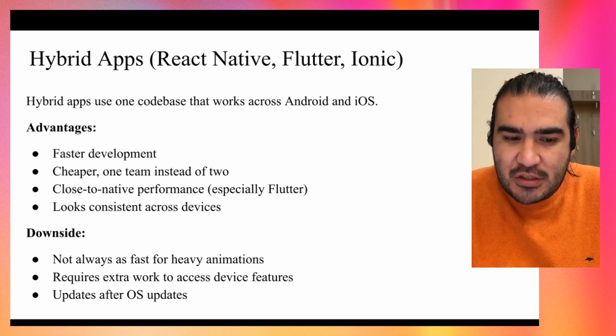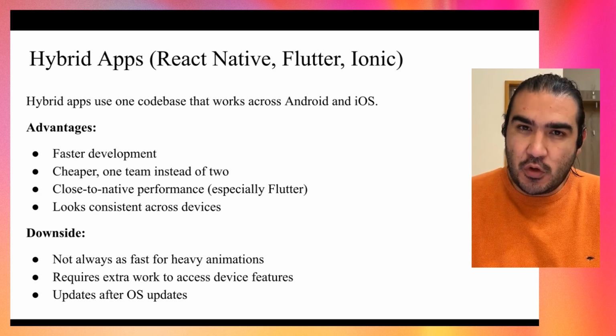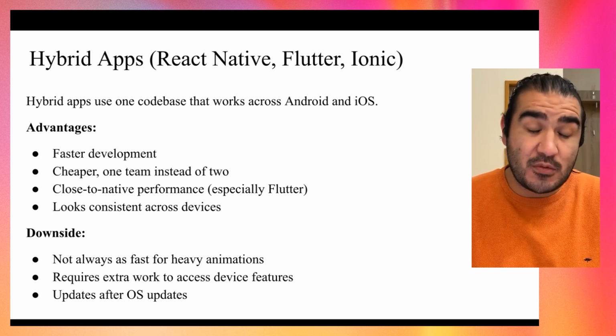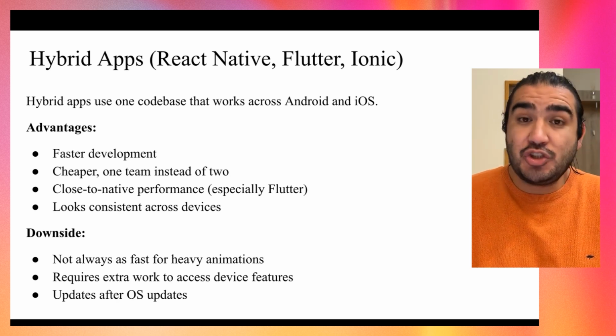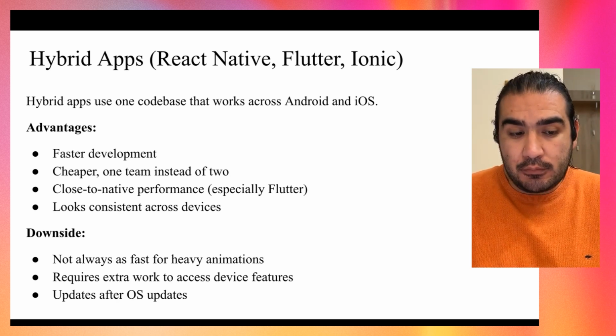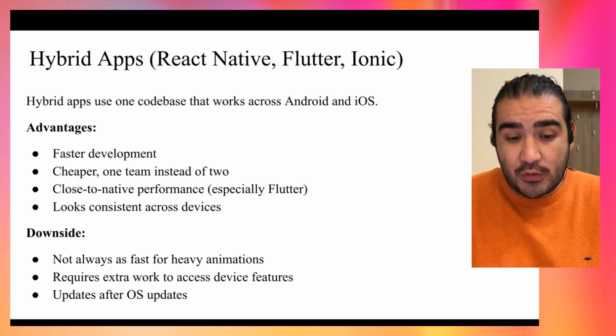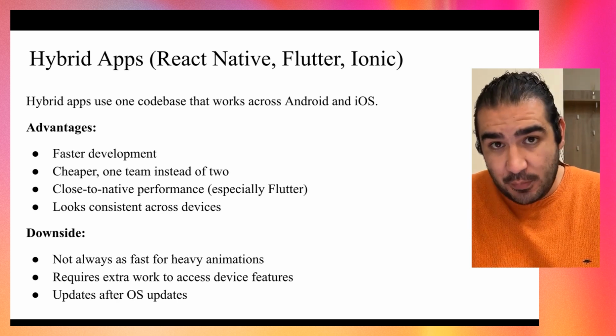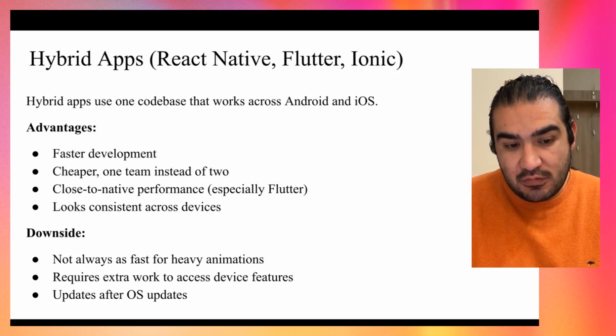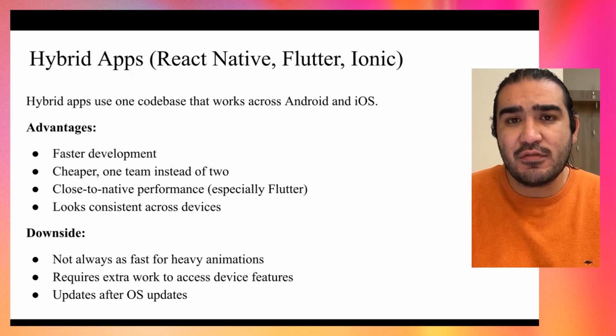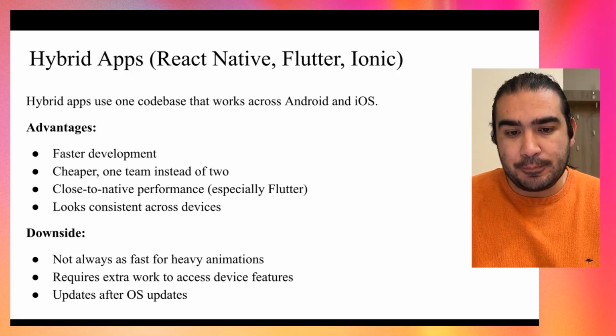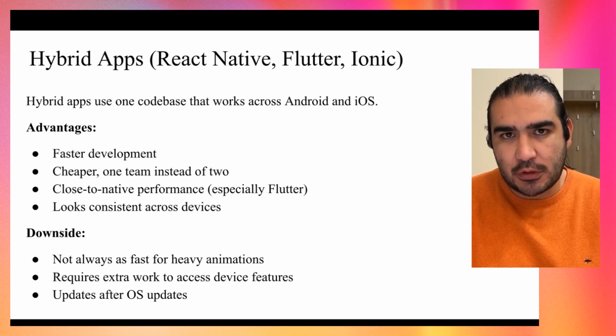So some of the advantages are that it's faster to build because you're building simply one app, not two apps. So it's very fast to build an app. It's cheaper because it can simply be built with a team of one or two, instead of so many people. So it's cheaper, faster, and also very close to native performance. They really work kind of similar.